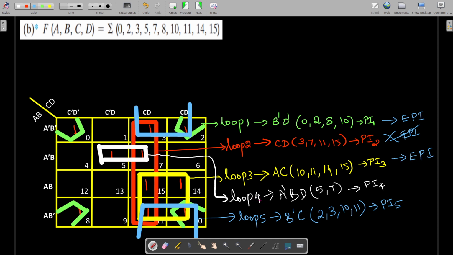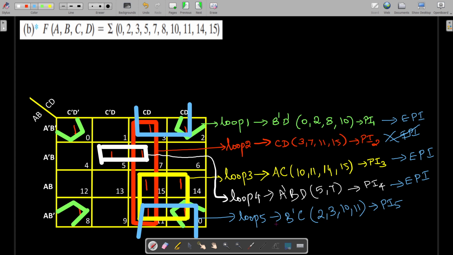Then you go for loop 4. Loop 4 is this one, right? The 5th and 7th. The 5th is covered by only white color, but the 7th is covered by 2 colors. Anyhow, this 5th is covered only once, so this becomes essential. If any one minterm in that loop is covered only once, then it becomes essential.